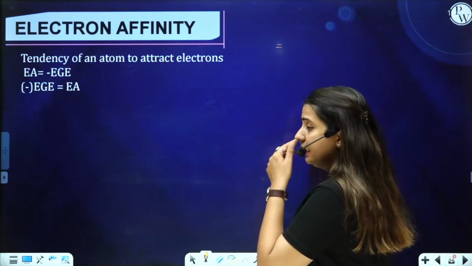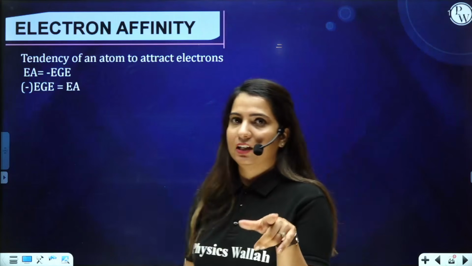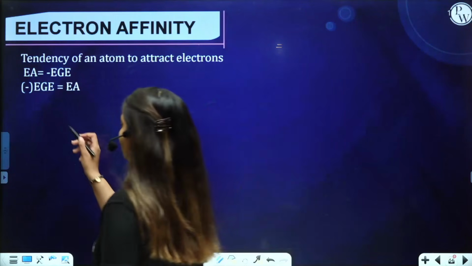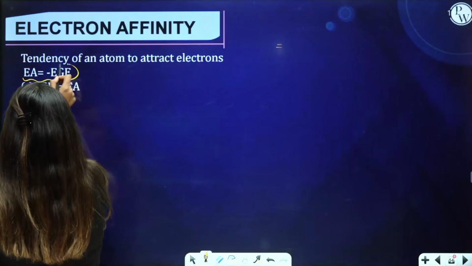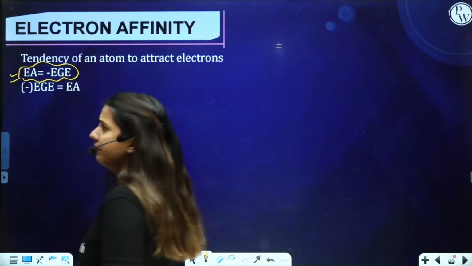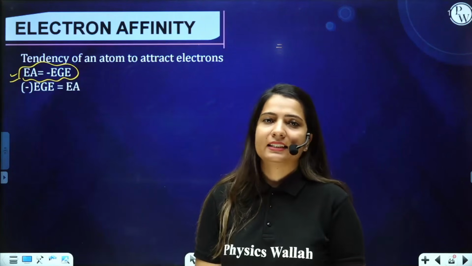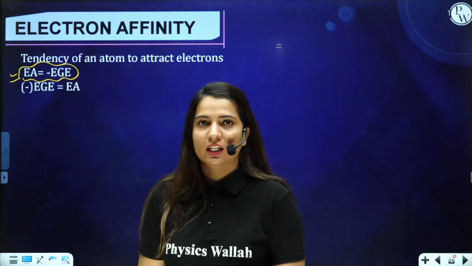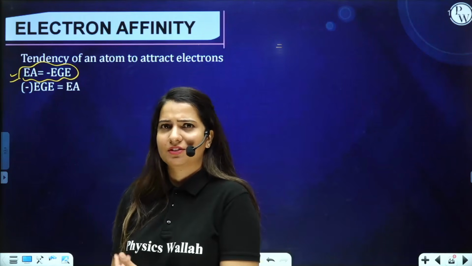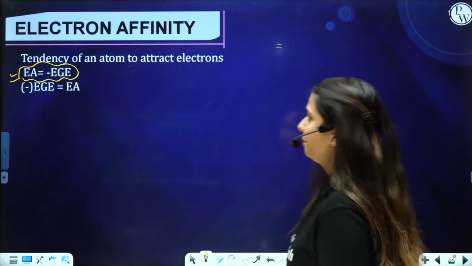But there is a relationship between electron affinity and electron gain enthalpy. They have an inverse relationship. Let's say if something has electron gain enthalpy X, its electron affinity will be minus X. So you have to remember this relationship. This can be directly asked.